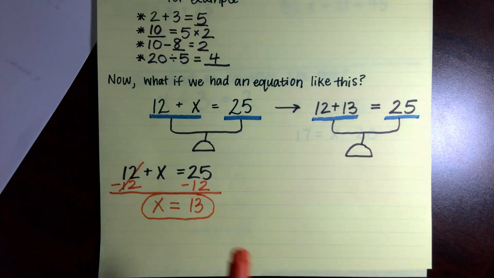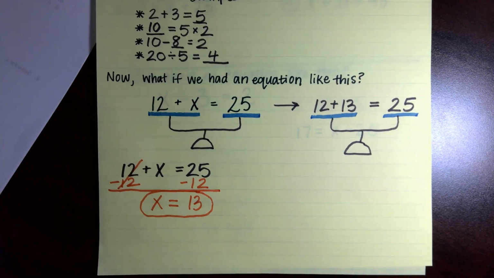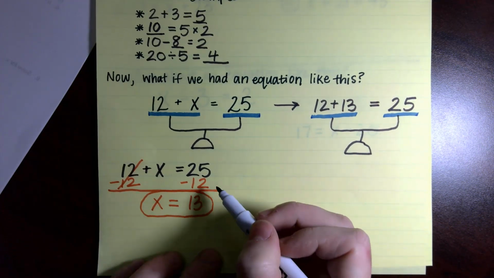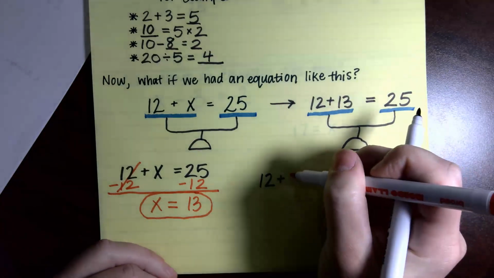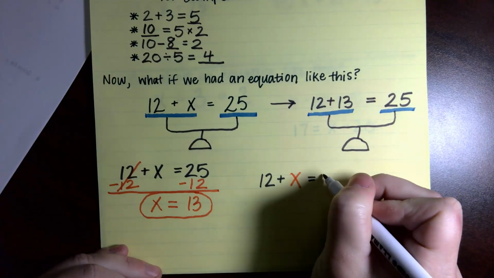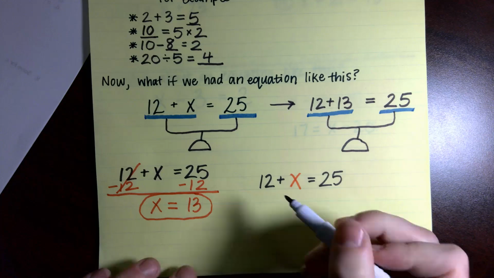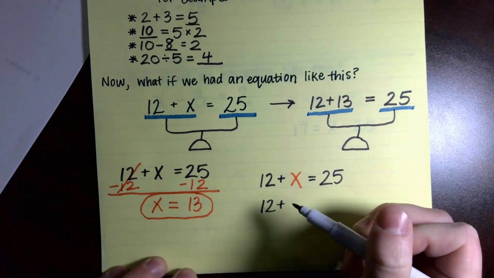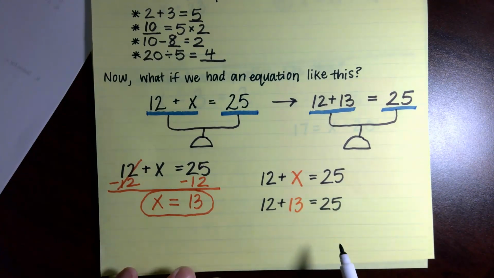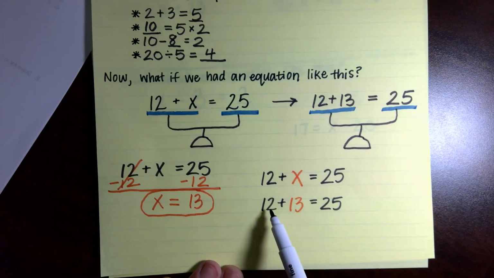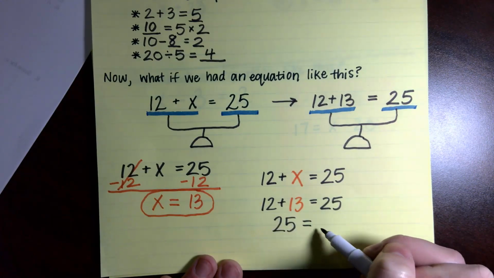Now, if we wanted to make sure that we did get the right answer, we could take the x value that we found. We found out that x is 13, and we could plug it back into the original equation. I'll show you what that would look like. If my equation was 12 plus x equals 25, to make sure that I solved correctly, I could replace that x with 13, write 12 plus 13 equals 25. And now to make sure it's correct, I would just add these two together. What is 12 plus 13? It's 25. So I'd write 25 under here and another 25.